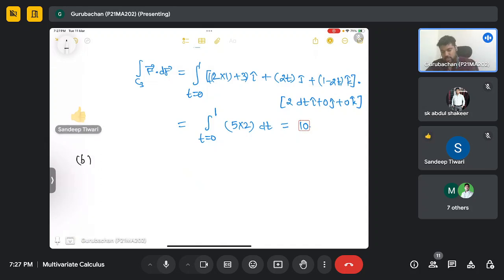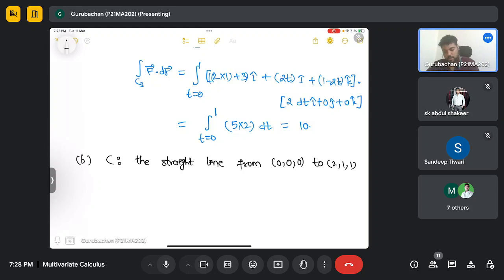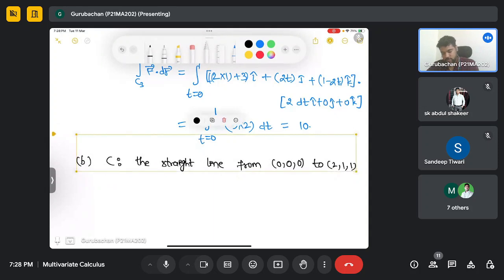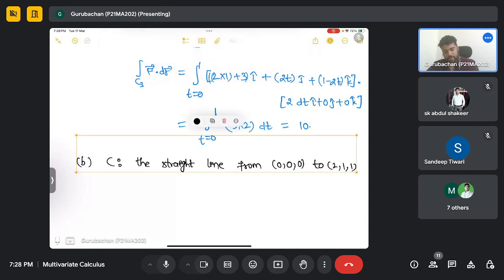Now I am just changing the curve slightly. Now I am saying that C is the straight line from 0, 0, 0 directly to 2, 1, 1. So this will also give you one glimpse, but I will let you know once you complete this one. Okay. Try this one.